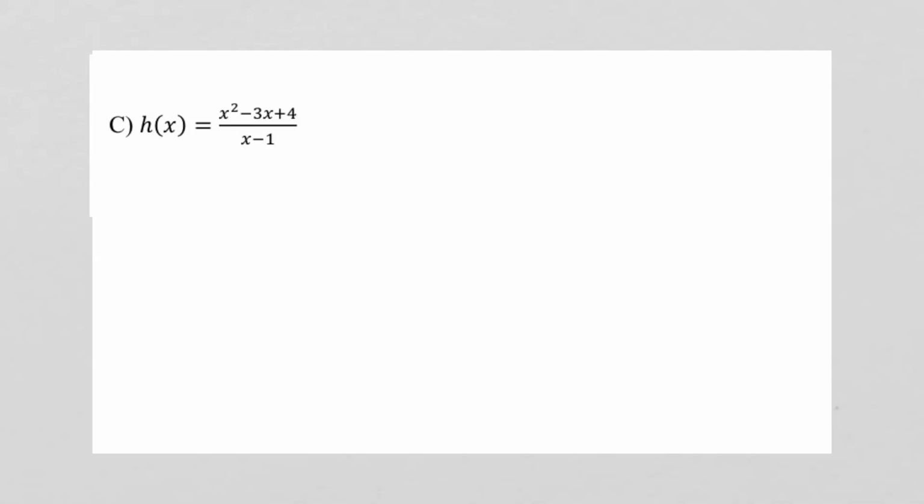Okay, one last rational function to graph. These are fun. I like them. What are we going to do? Notice that the degree of the numerator is exactly one more than the degree of the denominator. What does that mean? That means we're going to have an oblique asymptote. What's that? It's a slant asymptote.